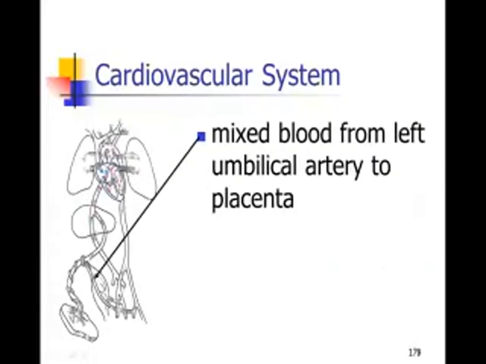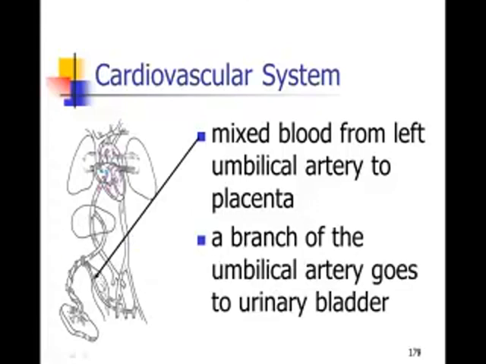Then we have the descending aorta bringing blood down to the common iliacs and eventually the internal iliac and then the umbilical artery. And the umbilical artery carries blood out to the placenta. Okay, and a branch off that serves the urinary bladder. I think I mentioned that to you.